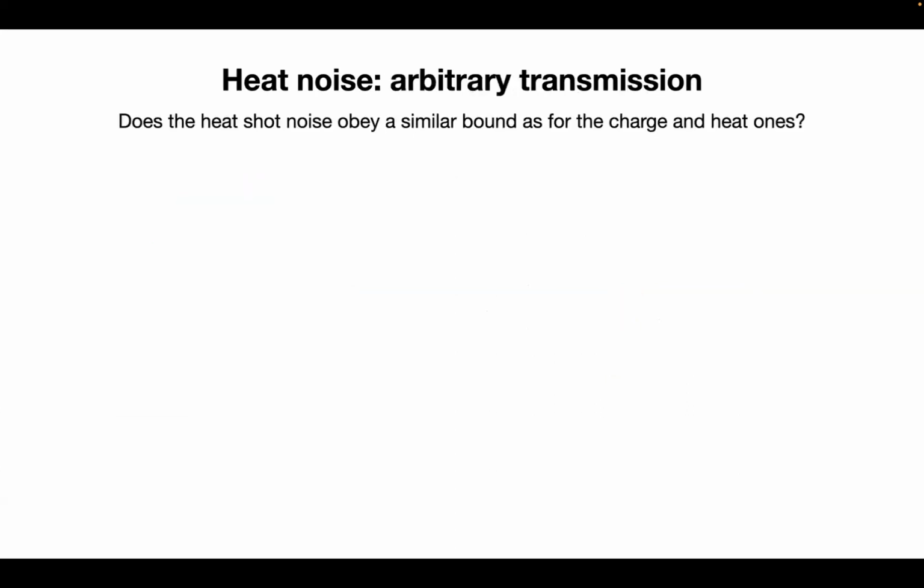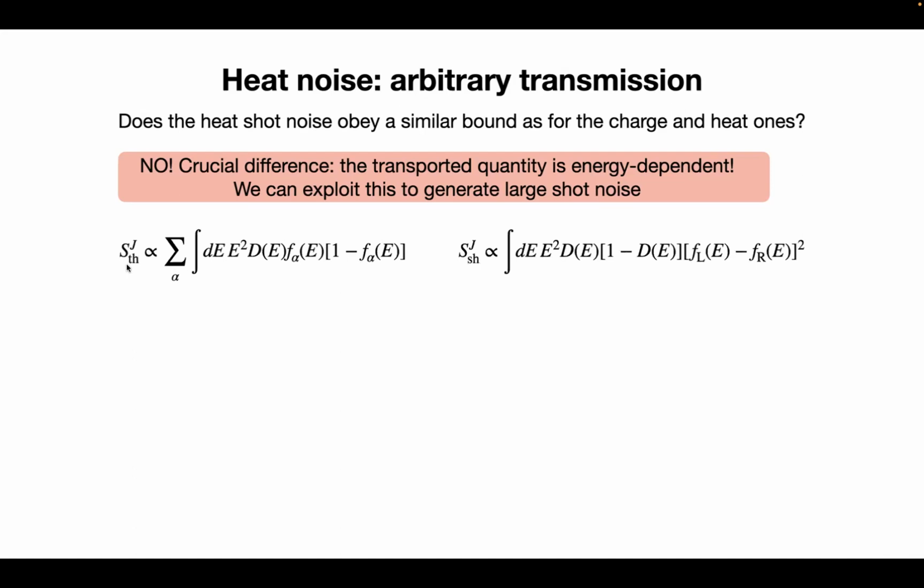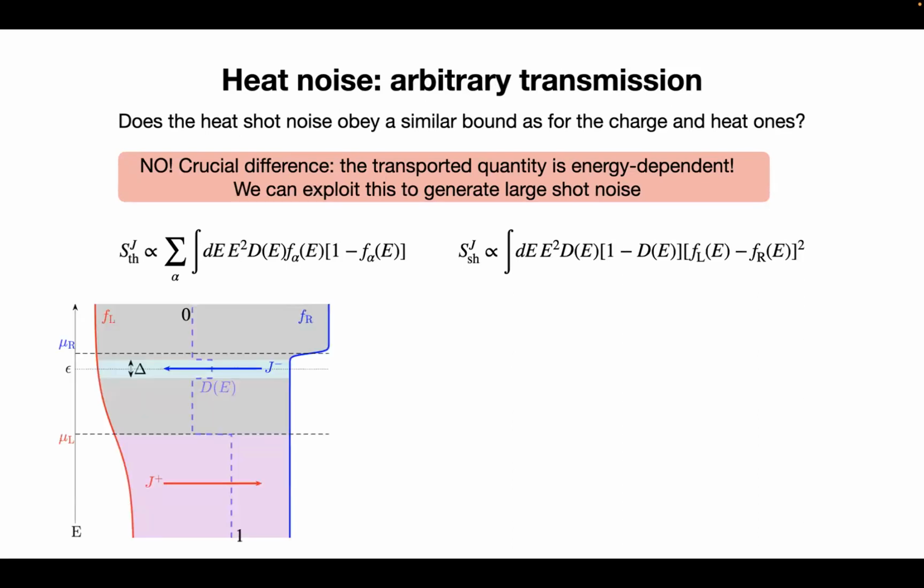However, this result does not extend to an arbitrary conductor. Here, basically, the crucial difference is that when you're talking about energy transport, of course, the transported quantity depends on energy. It's kind of obvious, but this is just enough that in the noise, you find this extra energy squared factor. And with this, you can engineer a transmission which will enhance the shot component and suppress the thermal one, or at least keep it constant.